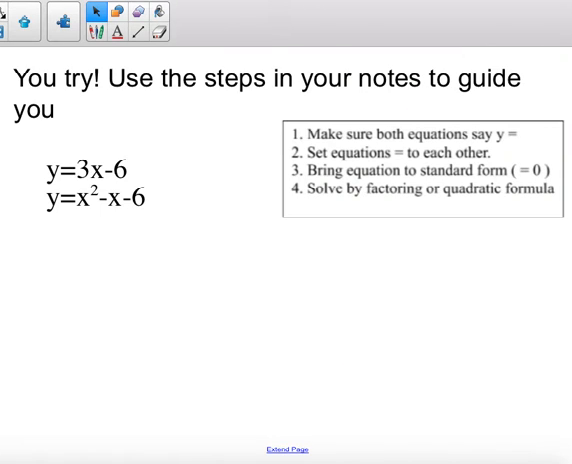Your turn. Go ahead and pause this video and try solving the system y equals 3x minus 6 and y equals x squared minus x minus 6. Feel free to use either the quadratic formula or factoring, whatever seems easier to you.